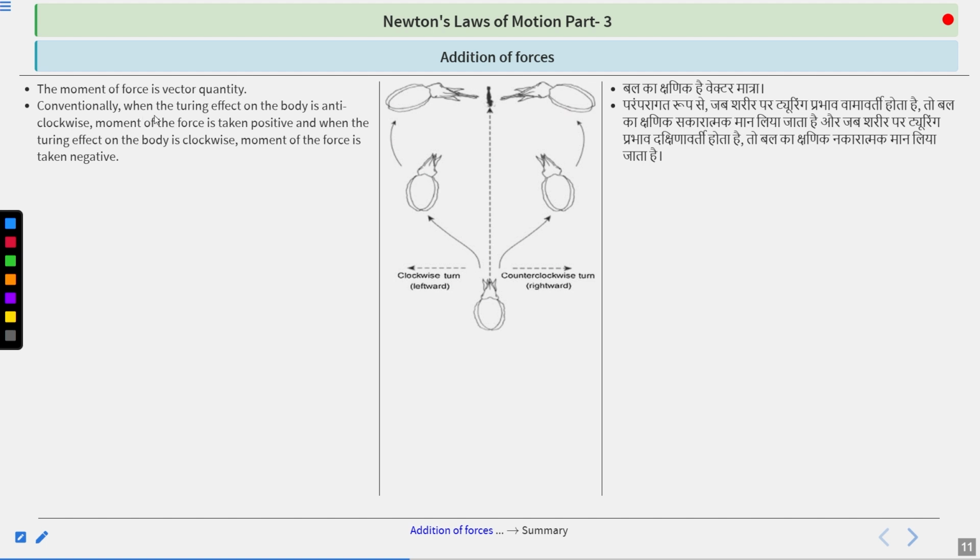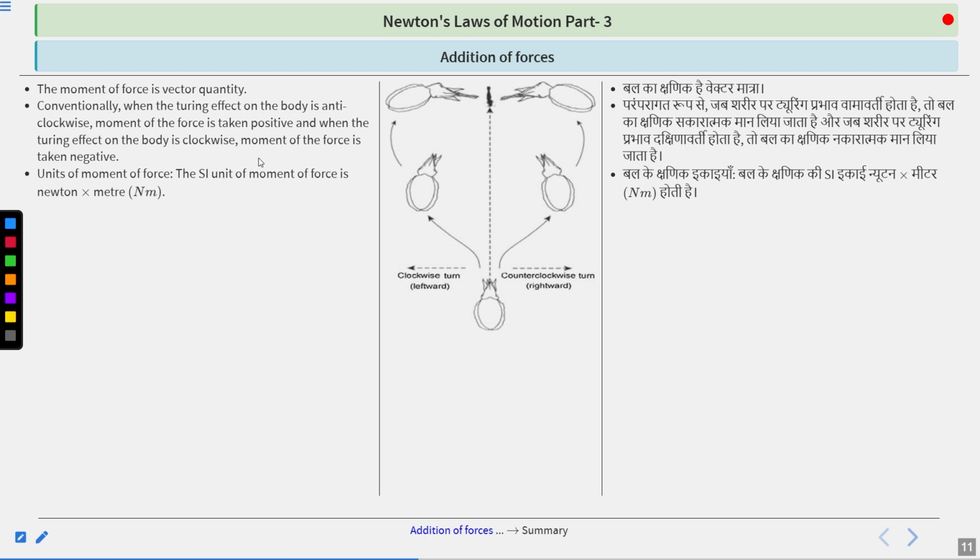Okay, so now after understanding this, come to this point. When the turning effect on the body is anti-clockwise, or you can say rightward direction, the moment of force is taken positive. And when the turning effect on the body is in the clockwise direction, moment of the force is taken negative.